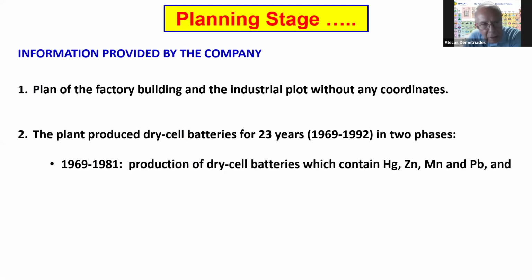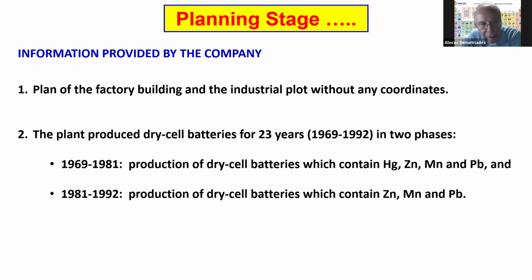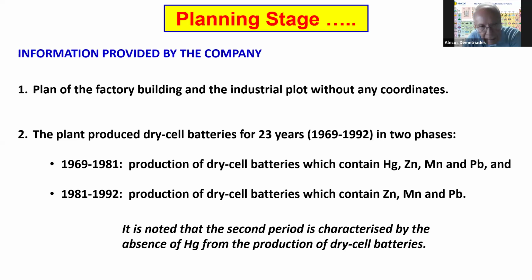1969 to 1981, production of dry cell batteries which contain mercury, zinc, manganese, and lead. And from 1981 to 1992, production of dry cell batteries which contain zinc, manganese, and lead. And again, the second period, as you can see, there is no mercury in the dry cell batteries.